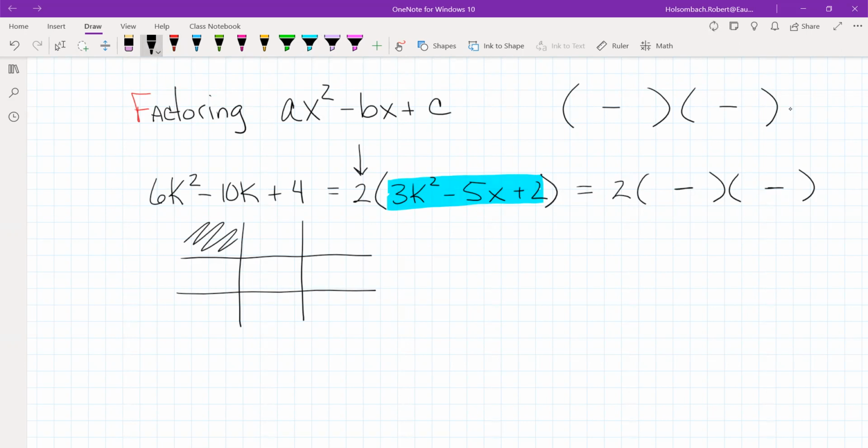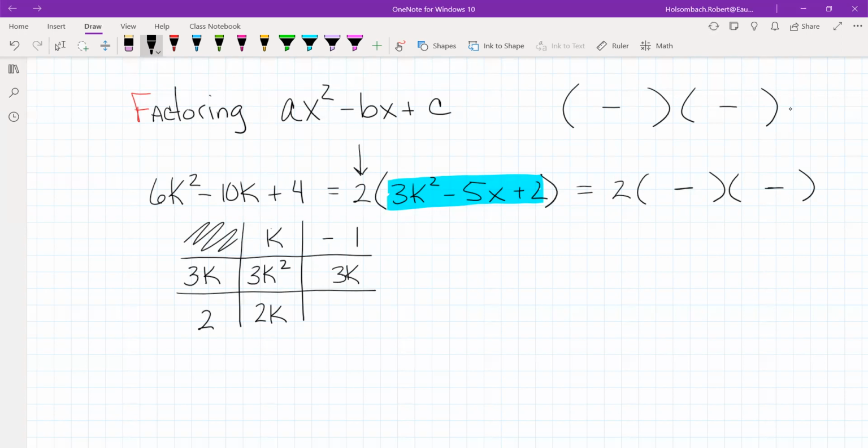So my factors of 3k are 3k and k. That gives me my 3k squared. And my factors of 2 are 1 and 2. And they're both going to be negative. So I think I want the 1 to go with the k and the 2 to go with the 3k. Because now when I multiply 3k times 1, I get 3k. And when I multiply k times 2, I get 2k.